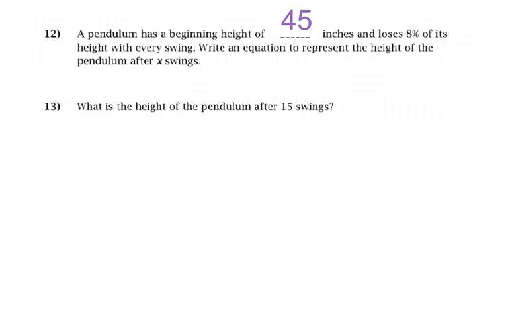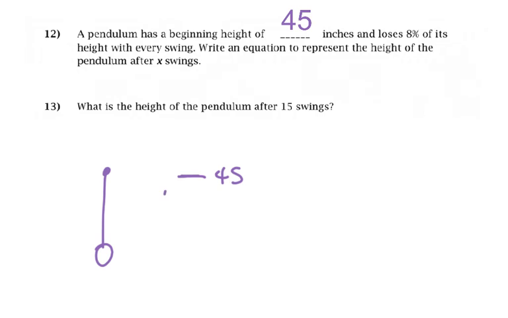Okay, the next problem, a pendulum. So a pendulum, think about like a grandfather clock, and it's got this thing that kind of hangs down like that, and it goes back and forth like that, so it swings back and forth. Or if you have a ball on the end of a string and you swing it back and forth, that's a pendulum. It has a beginning height of 45 inches. So when you first swing it, I wish I could draw better, but if you have this string hanging down with a rock and it swings, when you first swing it, it's going to go 45 inches high.